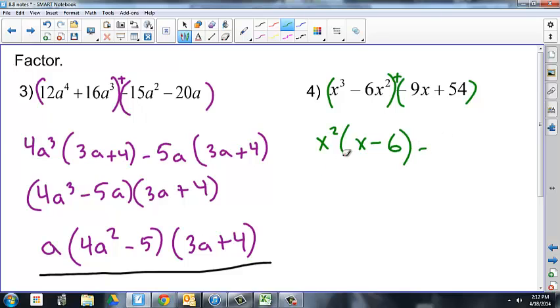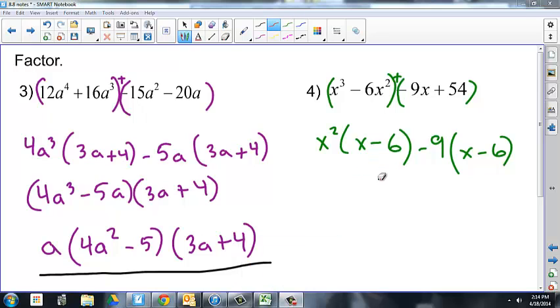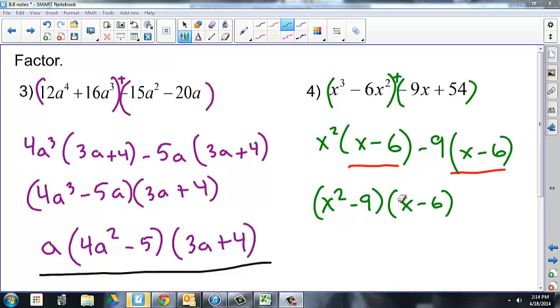All right, so I've got x squared times x minus 6, and then I'm going to factor out a negative 9. And you're saying, well, wait a minute, why a negative 9? It's because I want that first term to be positive. And here we go, x minus 6. Another way to think about it is we need those two terms to match up. Now when I say the two terms, what I'm referencing is that one and that one. The x minus 6, they are the same. So here we go, we're going to have x squared minus 9 times x minus 6.